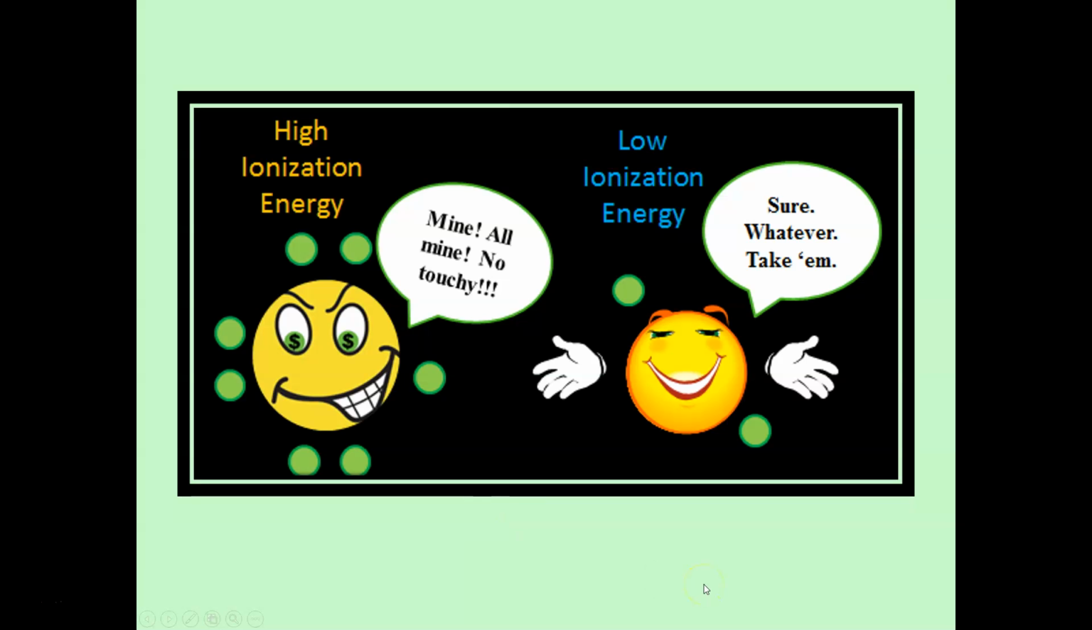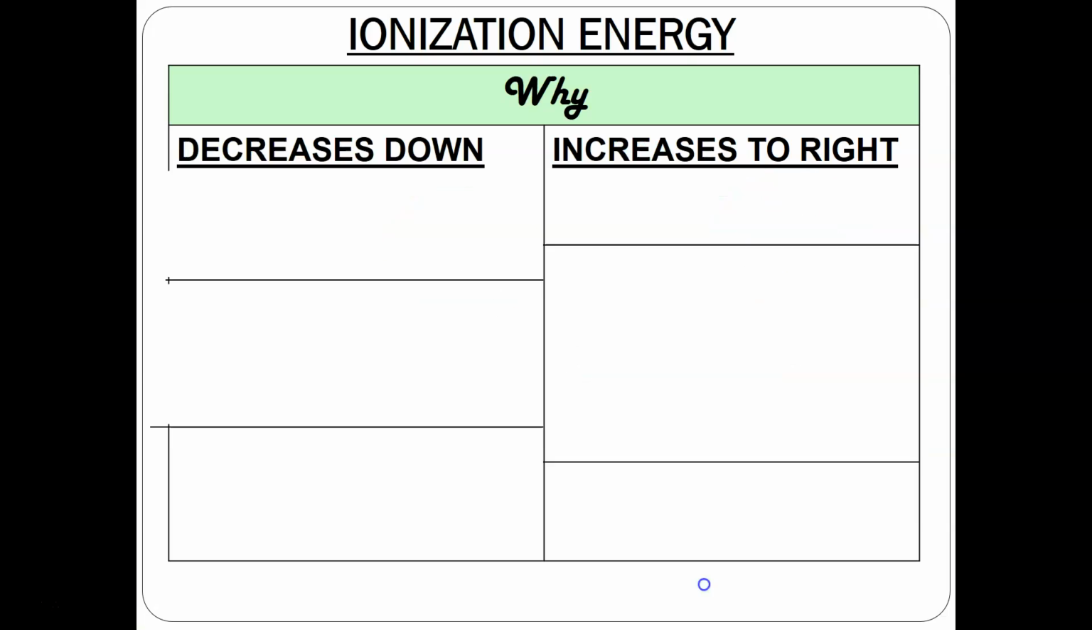I love this little cartoon. If we have high ionization energy, it really wants to hold on to its electrons. It doesn't want to let go of them. It's going to pull on them really tight. Low ionization energy, it's like, whatever, I don't care. You can take my electrons. Now, it takes a little bit of energy to remove them. They don't just go flying off by themselves. You do have to put a little bit of energy in, but it's not nearly as much as something that has a high ionization energy.